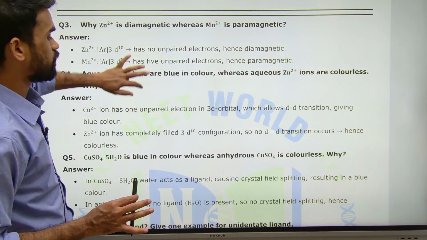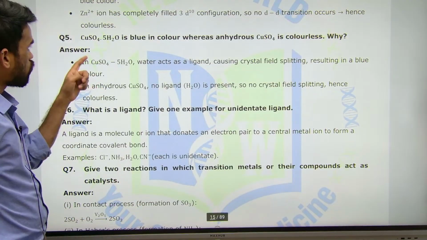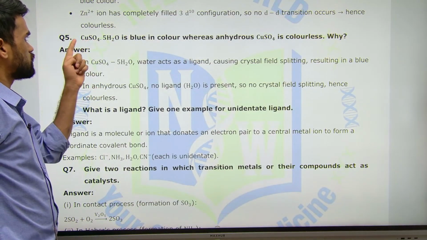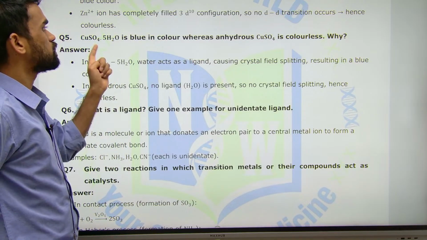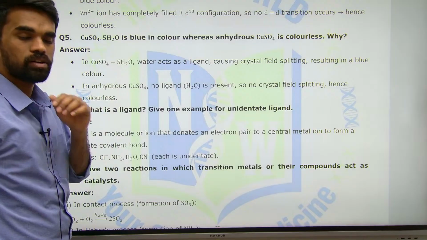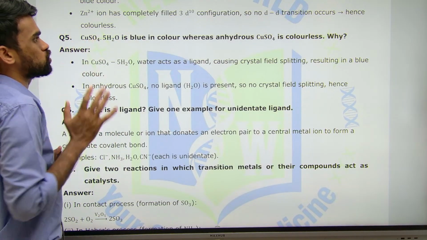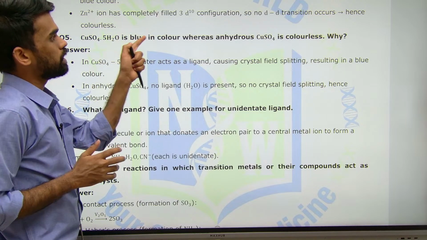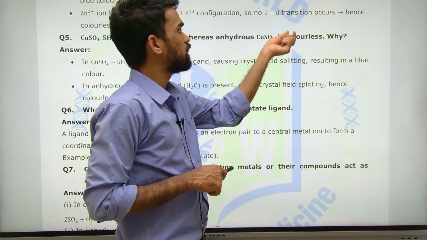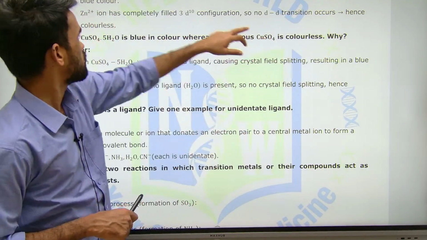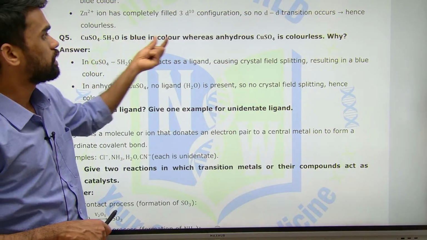Now, with the same concept, we have one more question here. See, copper sulfate, CuSO4·5H2O, is blue in color, whereas anhydrous CuSO4 is colorless. What makes the difference from here to here? Here we have a hydrated salt, and here we have an anhydrous one.